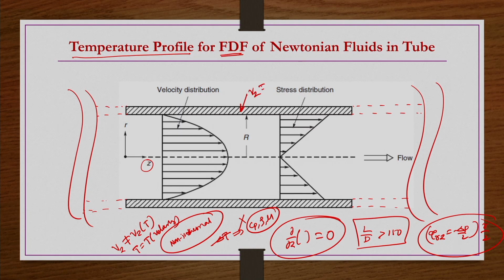Now the boundary conditions. At the wall, no slip condition, so velocity is 0. At the center, velocity is maximum, so Vz equals Vz max. That is sufficient to get the parabolic velocity profile, Vz equals Vz max multiplied by 1 minus r squared by R squared.